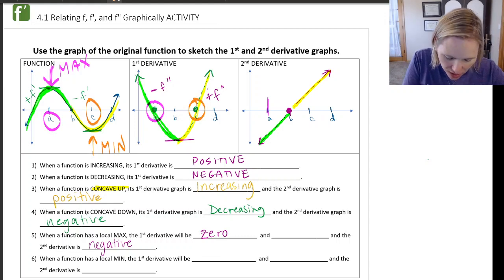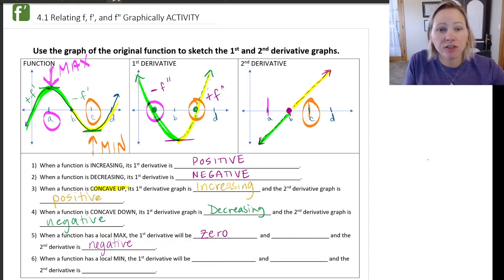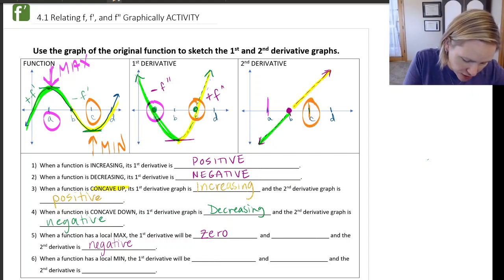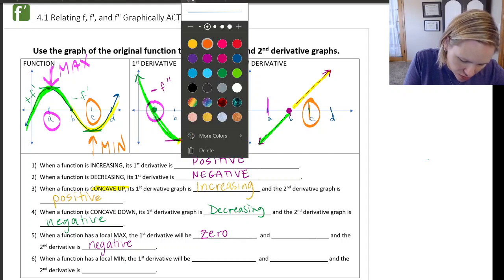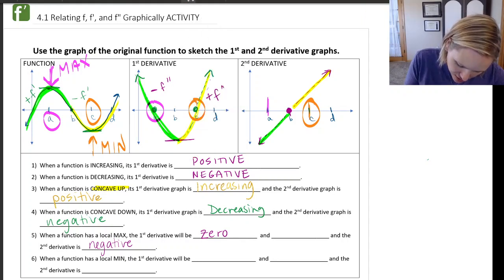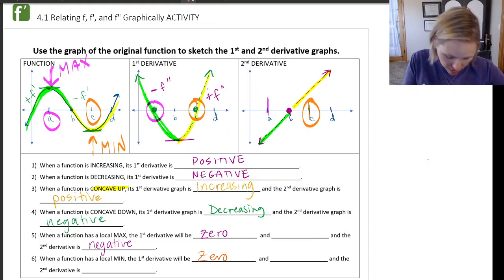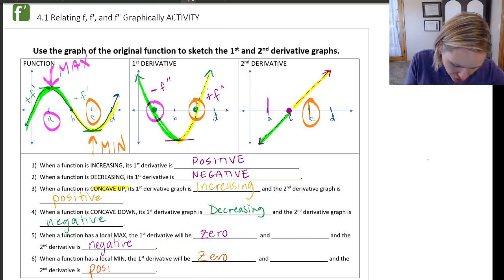Okay, so at point C, here's what's happening. My first derivative is 0. So I'm going to go ahead and fill that in. Let's use an orange pen just to keep it consistent. 0. And then my second derivative is positive. And that should make sense, right?